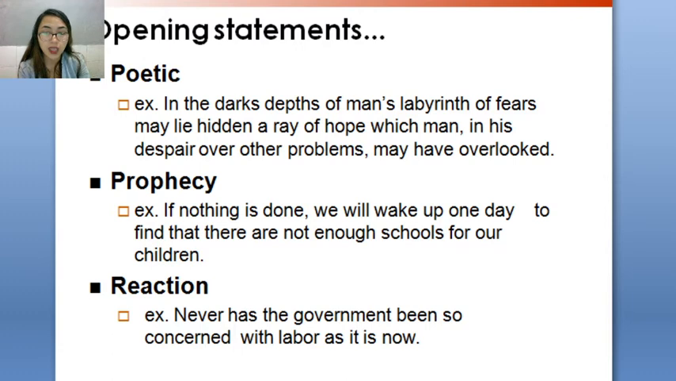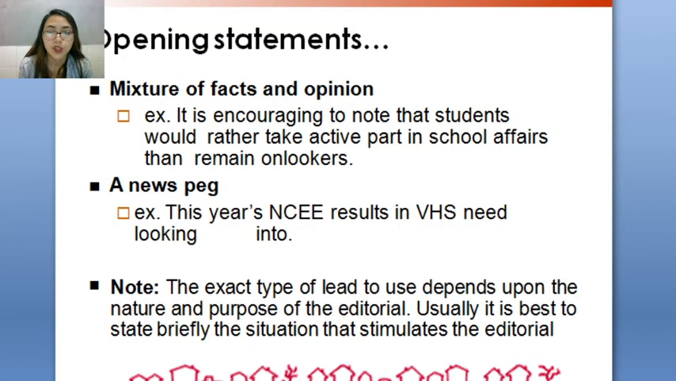Meron ding prophecy: if nothing is done, we will wake up one day to find that there are not enough schools for our children. Reaction: never has the government been so concerned with labor as it is now. Yan. Yun mga example. Meron ding mixture of facts and opinions, guys. A news peg.